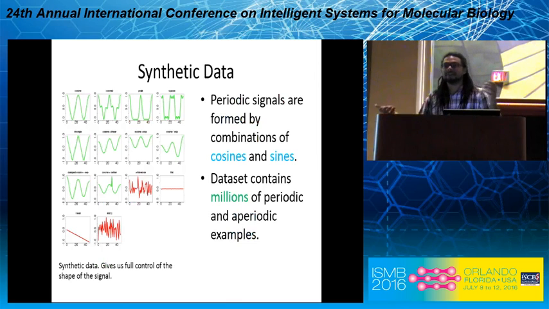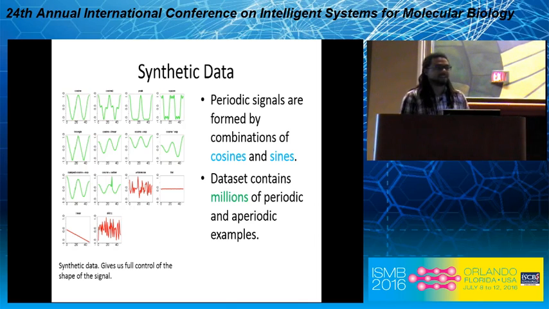So we can create periodic signals using combinations of sines and cosines, and we can create aperiodic signals from just random white noise or very simple formulas. And since this data is synthetic, we have as much training data as we need to train our algorithms. And our data set consists of millions and millions of examples of periodic and aperiodic signals.